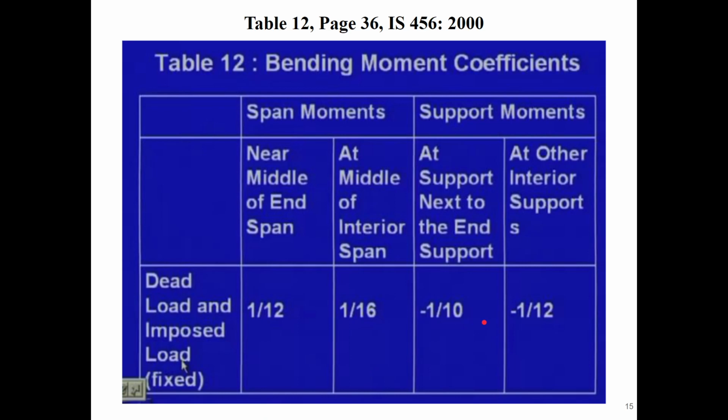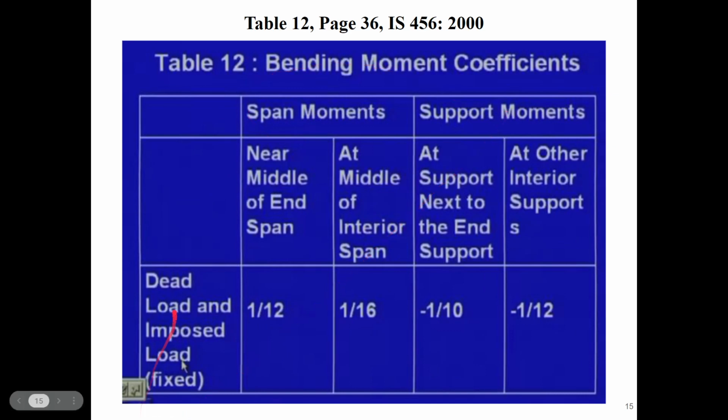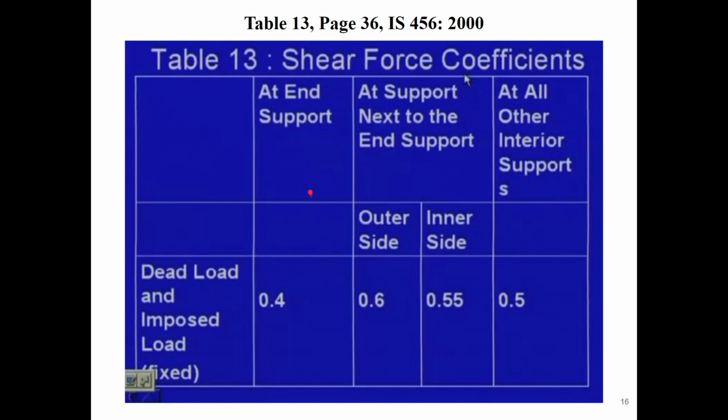This is restraining the moment, and this is the actual moment that will be generated because of the movement of loads. So this will be 1 by 12, that is the sagging moment, and this will be 1 by 10. These are basically the coefficients, the bending moment coefficients for dead load and imposed load, fixed condition. Whereas for shear force, for similar criteria, dead load and imposed load, fixed condition, the shear coefficients will be like this.